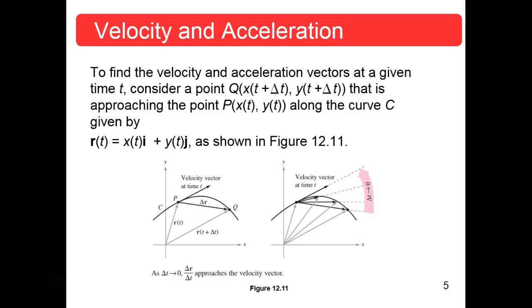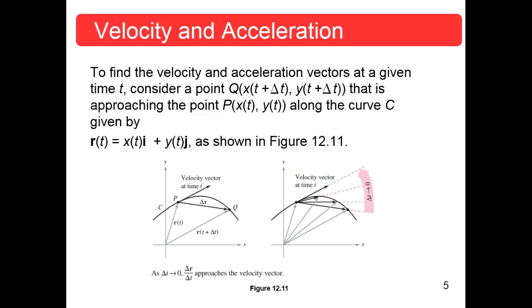Along a curve, and here's the curve. The curve is r of t equals x of t i plus y of t j, shown here. I do need to wave my arms a little bit, so I'll release this and hopefully it won't blank out too badly. So here's r of t, here's r of t plus delta t. That's the Q point over here.